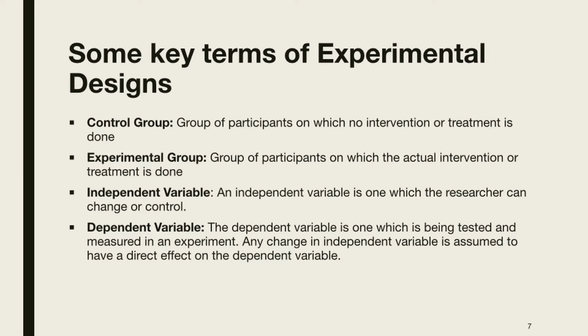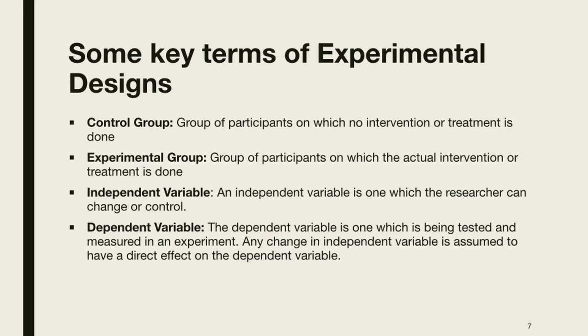Some key terms to be remembered before talking about experimental design. In an experimental design, you would have two groups, a control group and an experimental group. A control group is one in which the participants are not given intervention or any treatment. The experimental group, however, is the group on which we actually give the treatment or we do the intervention with this group.